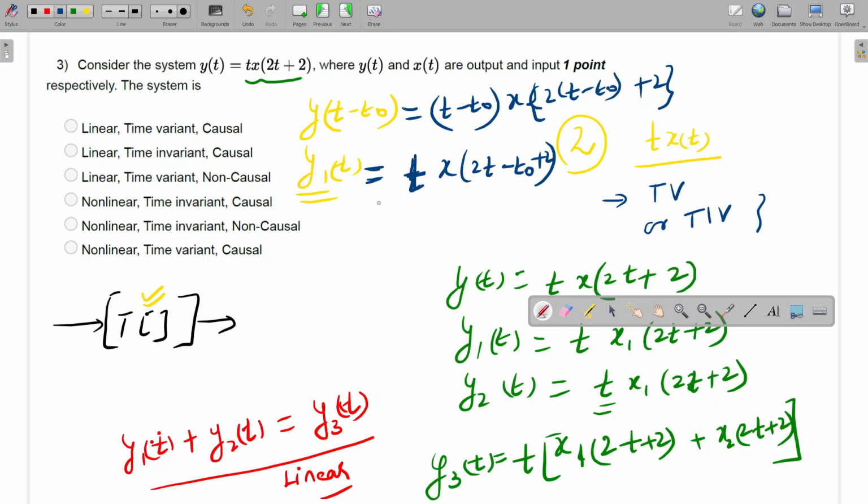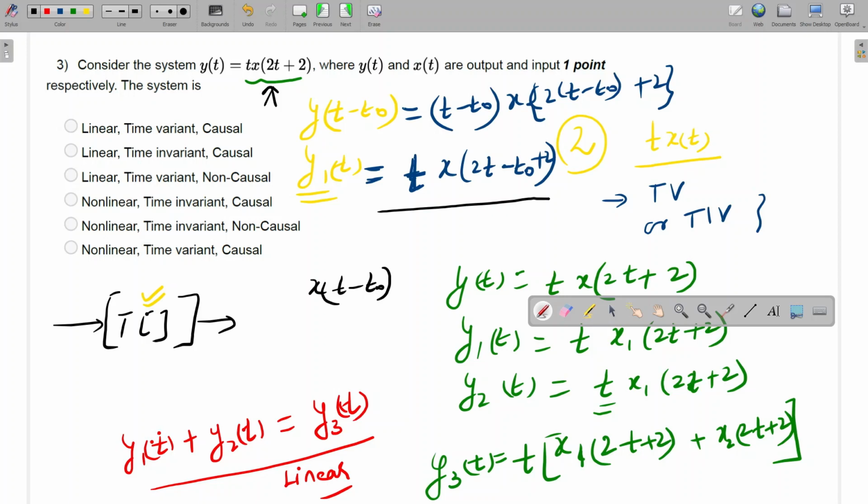Here we have to be careful. So what am I doing here? First, I have shifted the x by t naught. So x of t minus t naught I have done. Then what was the transformation here? The transformation was multiplied by t, and this time is multiplied by 2, and we have to add 2 here. So first I have done x of t minus t naught. Then as per this, we have to multiply t by 2 and add 2 here. And externally also we have to multiply by t.